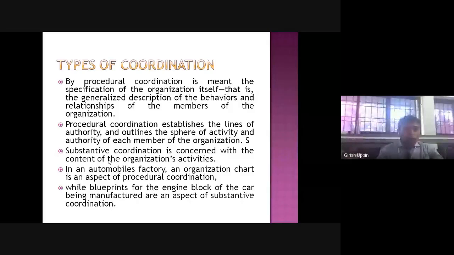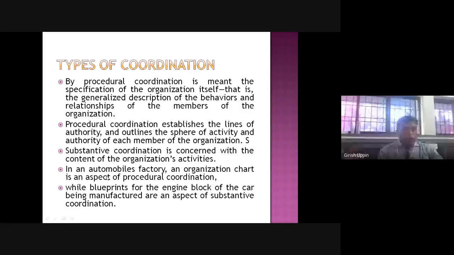By procedural coordination is meant the specification of the organization itself, that is, a generalized description of the behavior and the relationship of the members of the organization. Procedural coordination establishes the lines of authority. It defines the lines of authority and outlines the spheres of activity and authority of each member of the organization. And one more is substantive coordination, which is concerned with the content of the organization's activity. So it is mostly the content of the organization.